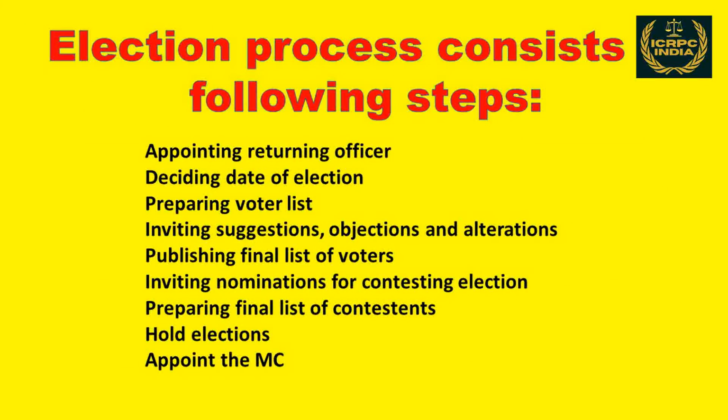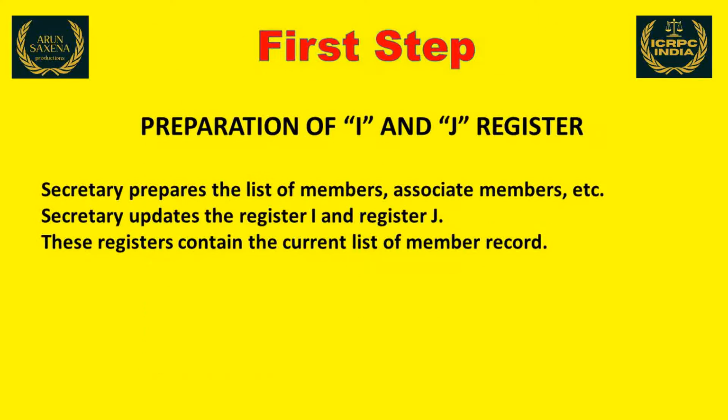Housing society election process consists of following steps: appointing returning officer, deciding date of election, preparing voter list, inviting suggestions, objections and alterations, publishing final list of voters, inviting nominations for contesting election, preparing final list of contestants, holding elections, appoint the MC. Now, here are the steps in order to conduct elections.